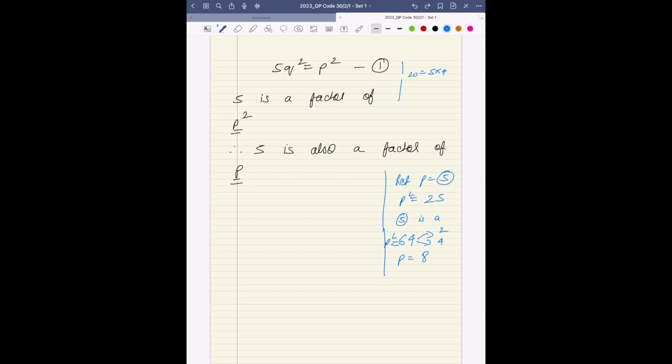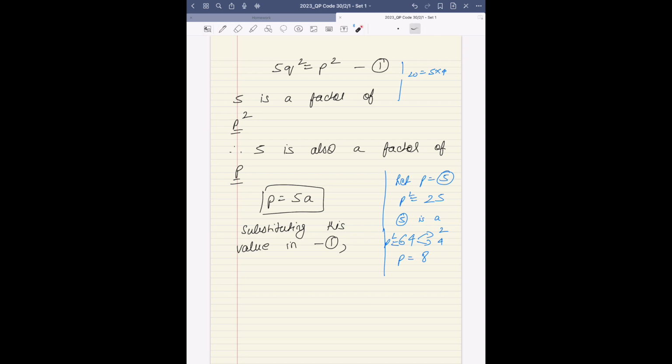So 5 is also a factor of P. So we can write P as 5A, let's say. Yes, we can call it that. Now, substituting this value in equation 1.